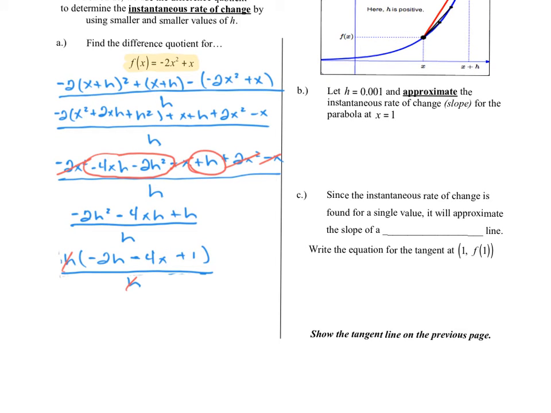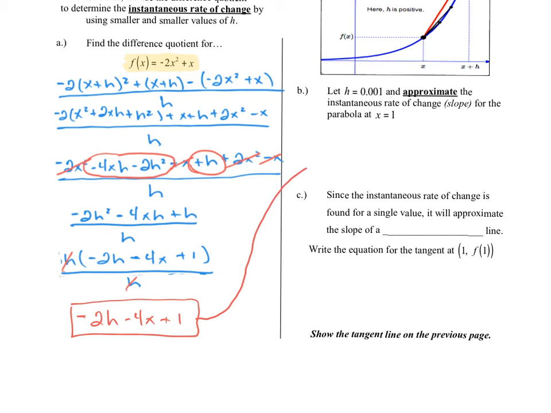So I was getting a little bit ahead of myself. Sorry about that. So I have negative 2h minus 4x plus 1. There's my final answer for my difference quotient. Now that I have my final answer for my difference quotient, I can use that to evaluate and approximate some values for h.